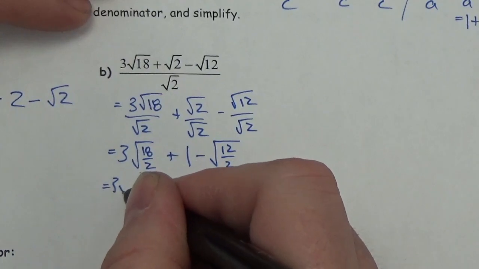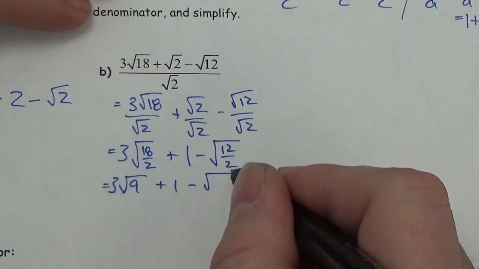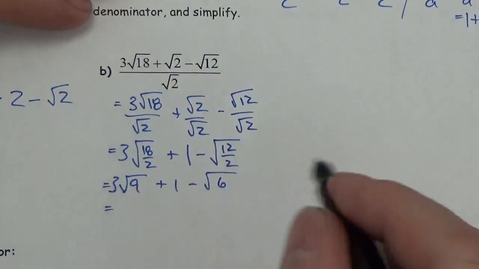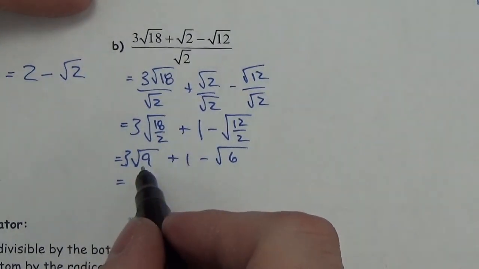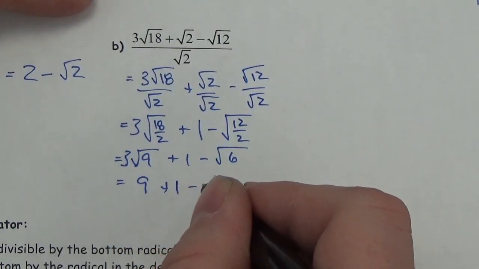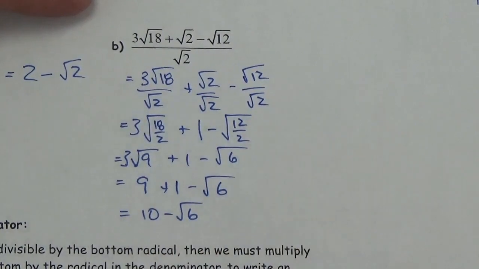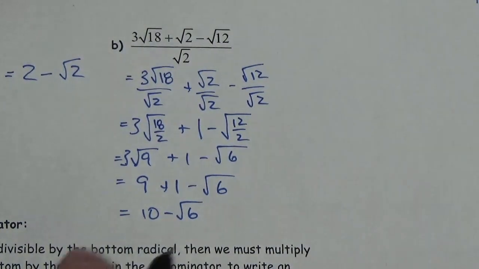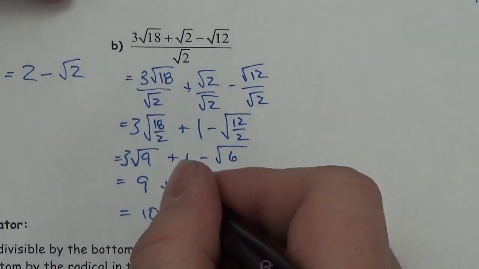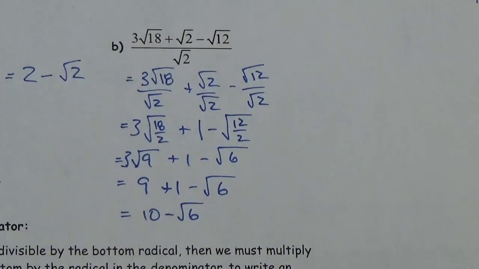So this is going to be 3 root 9 plus 1 minus the square root of 6. Well, the square root of 9 is 3, multiplied by 3 is 9, plus 1 minus, well, root 6 is about as nice as that's going to get. So when I put together the two constant terms here, 9 plus 1, I get 10 minus root 6, and I'm done.